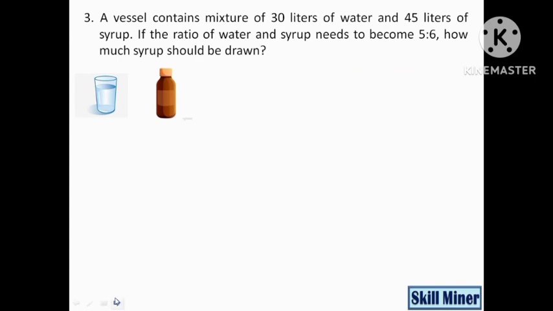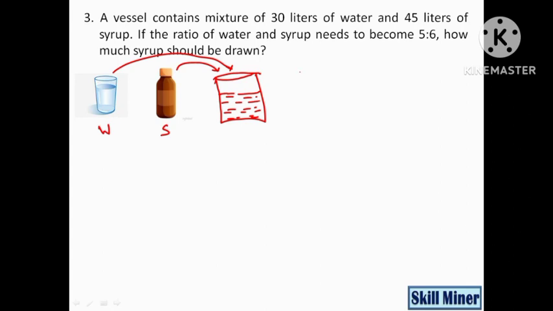A vessel contains a mixture of 30 liters of water and 45 liters of syrup. This is the water, this is the syrup. We are mixing syrup and water in the vessel. This vessel is having 30 liters of water and 45 liters of syrup.